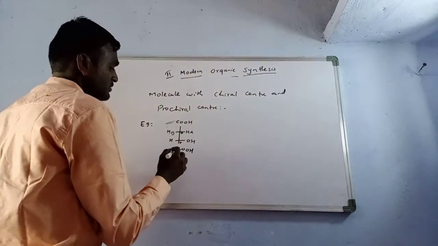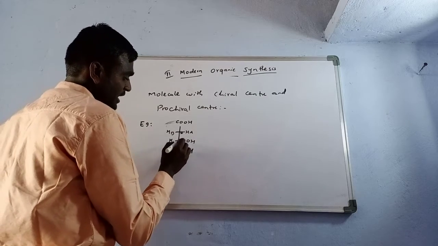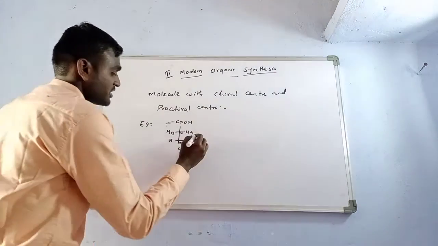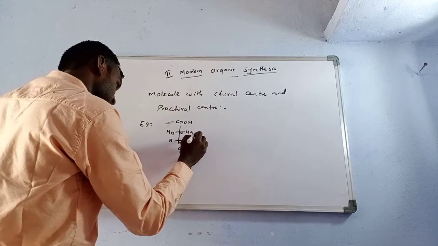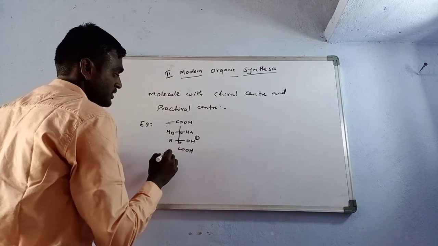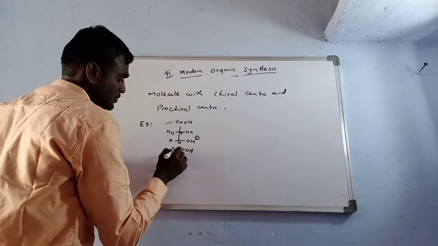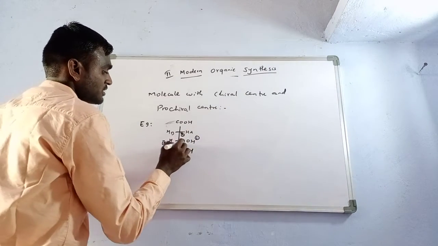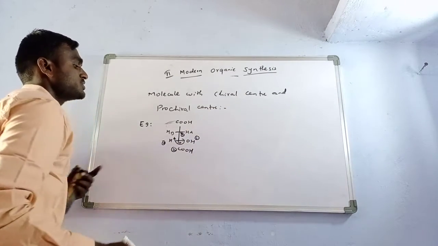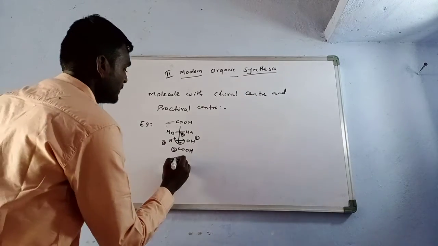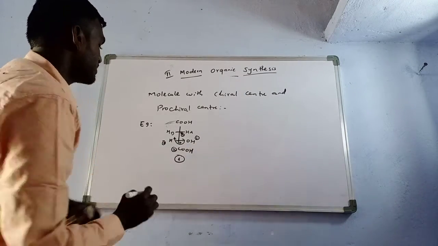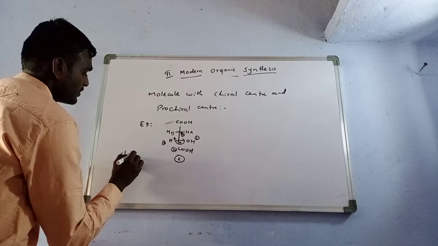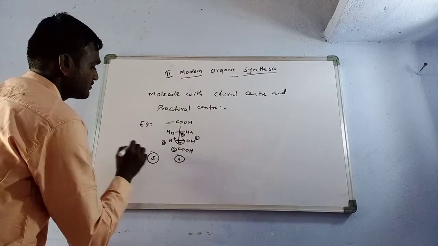Now, for this chiral center, let's see what the configuration is. Here 1, 2, 3, and 4. That means it is a clockwise direction. The fourth priority group is on a vertical line, so it will be an S configuration. For the chiral center, that is an S configuration.